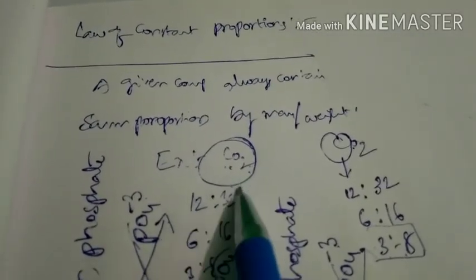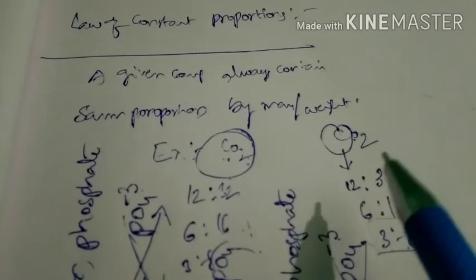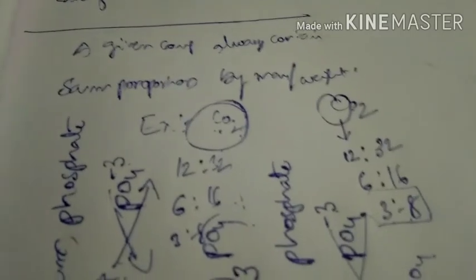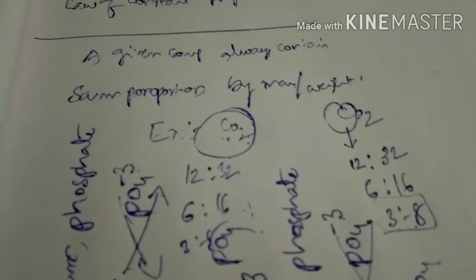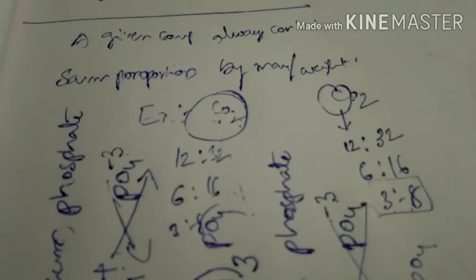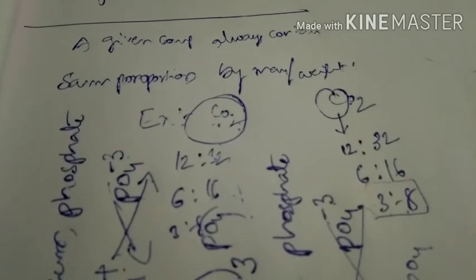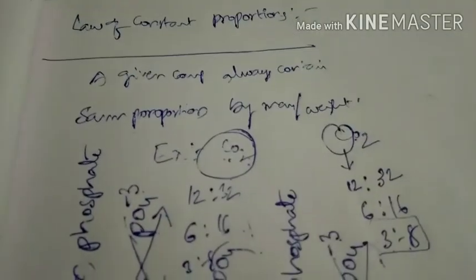Not only carbon dioxide, water, methane, everything we can get naturally and industrially. We can make them artificially, but their percentage by weight or mass is the same. That is called the law of constant proportions.